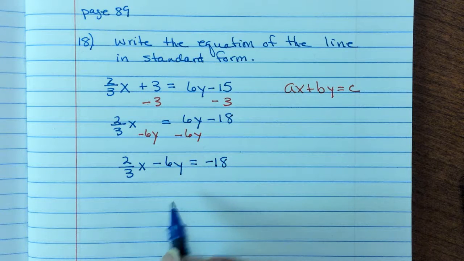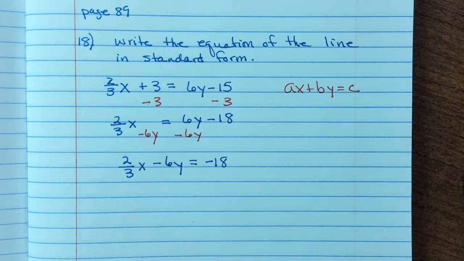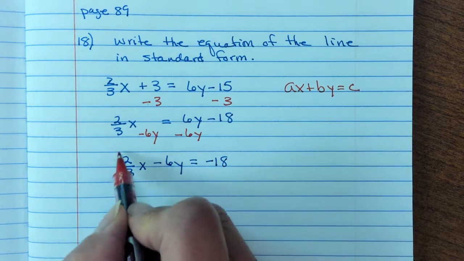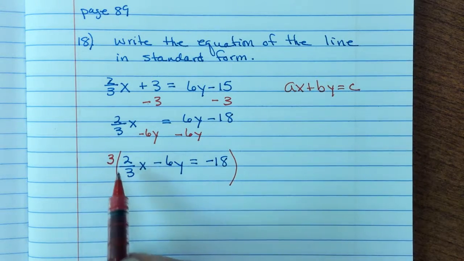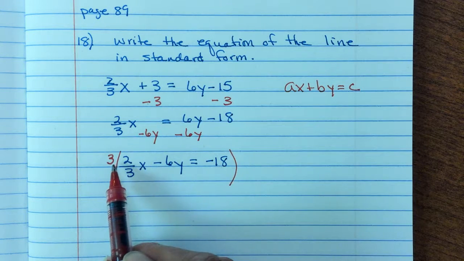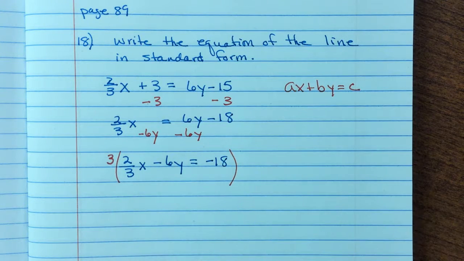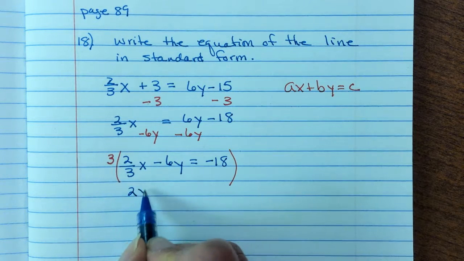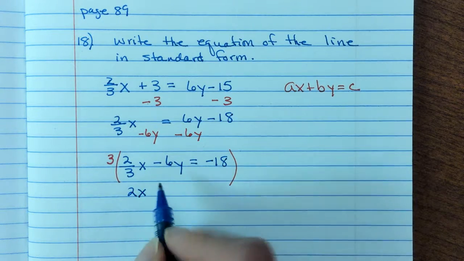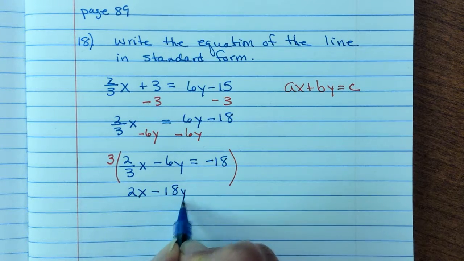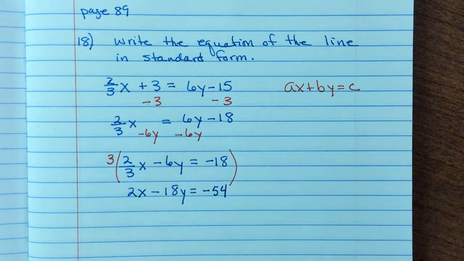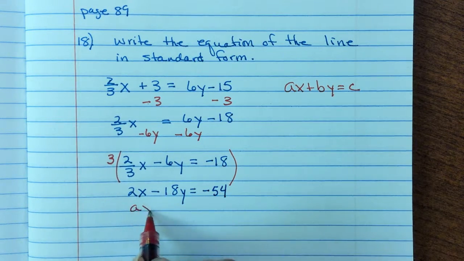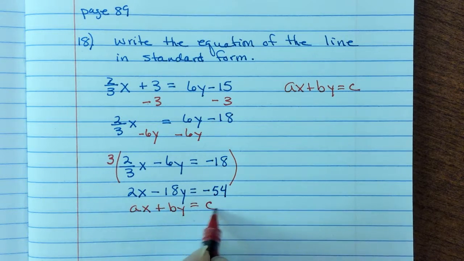Just as we did before, I don't want that in the denominator. So I need to multiply by 3. Because if 3 is in the denominator, I want to get rid of it. So I'll multiply 3 in the numerator. Notice how this is up above. That's important. So 3 times 2/3 gives me 2. So that would be 2x. 3 times negative 6 gives me negative 18y. And 3 times negative 18 gives me negative 54. So that is my answer in standard form.